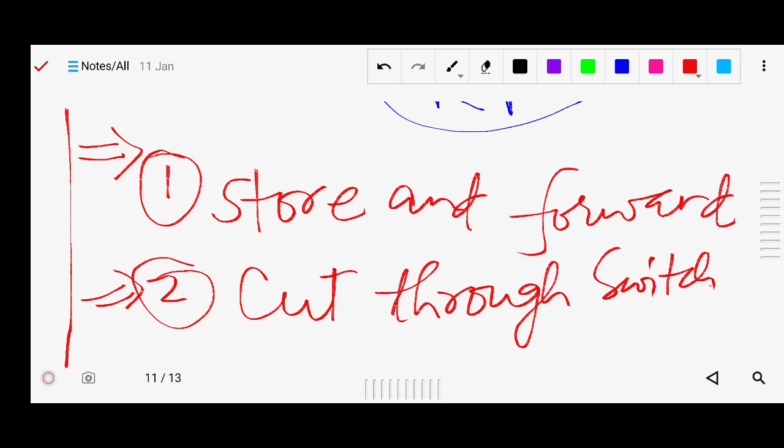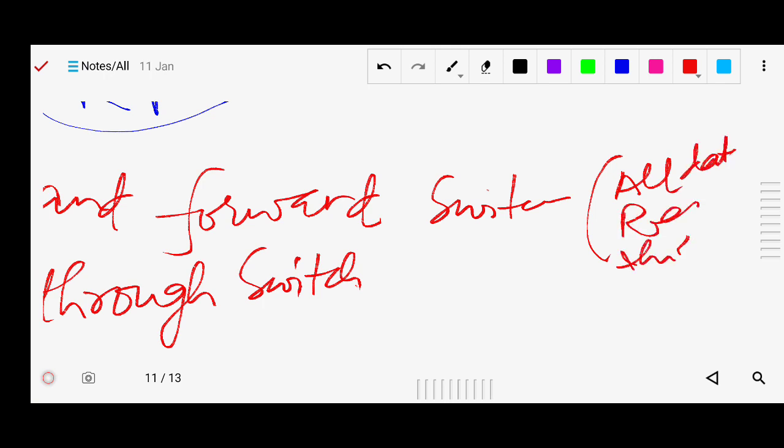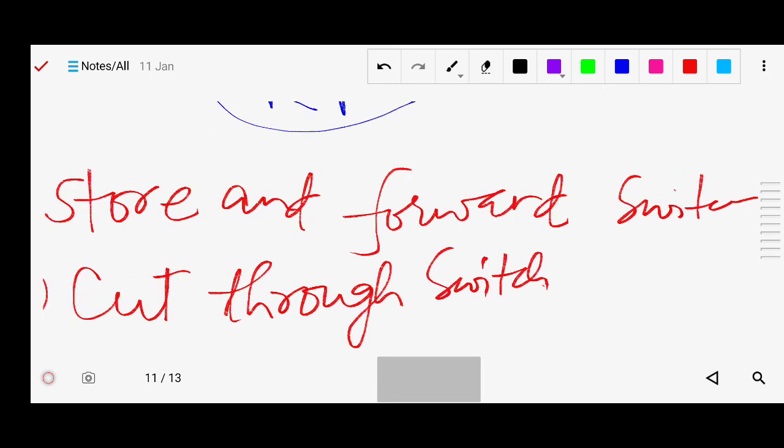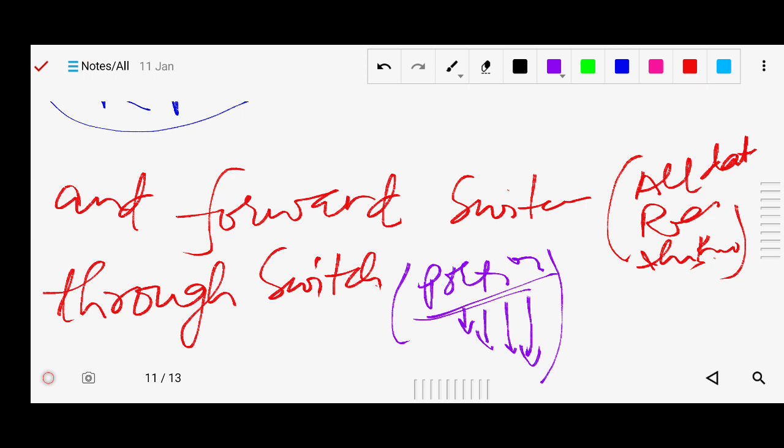Store and forward: here all the data will be received first, then sent. Whatever the data is, all of it has to come first, and after all the data has come, it will be sent. But in the case of cut through, a portion of the data will be received and sent. The first part will come and it will be sent, then the second part will come and be sent. Whatever data is received goes on.